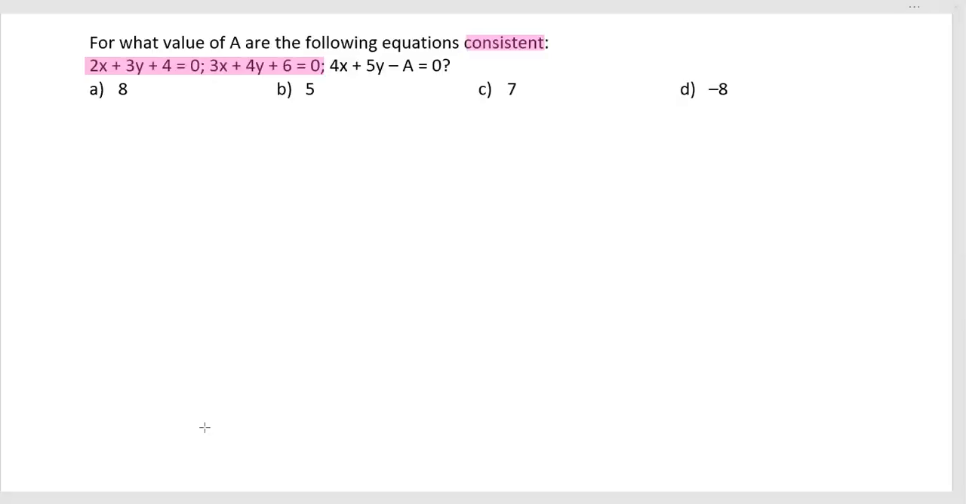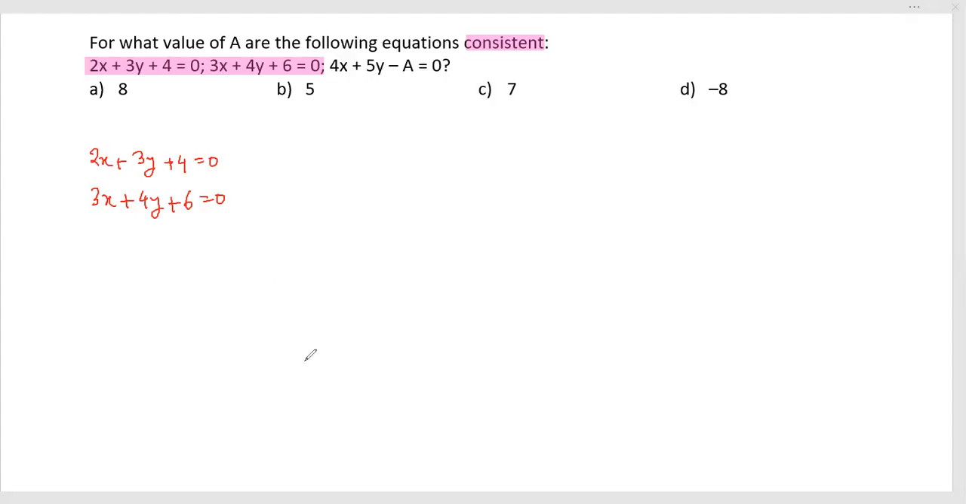Now for that, what do we need to do? We need to solve the first two equations. x plus 3y plus 4 equal to 0, equation 1. Second equation, 3x plus 4y plus 6 equal to 0. These are the two equations which we need to solve, and after solving, getting the value of x and y, that value we need to fit here.